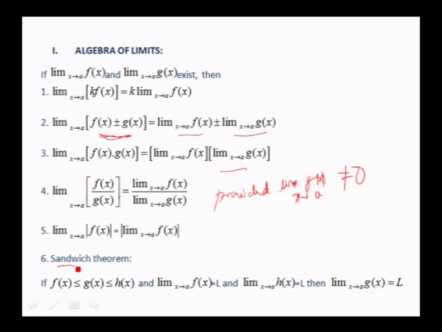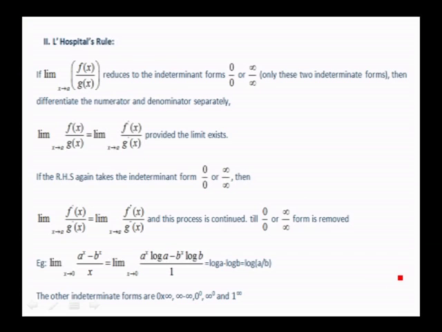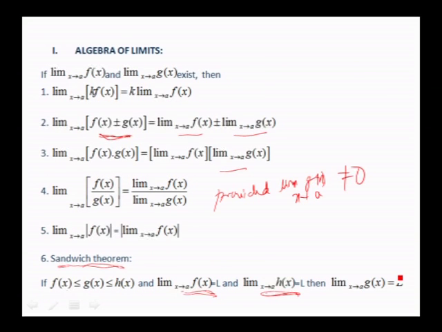Sandwich theorem. Of course, sometimes we use this theorem in simplifying or in finding the limits of certain functions. If you have three functions f(x), g(x) and h(x), and the limit of f(x) as x tends to a is L and the limit of h(x) is also L, then the limit of g(x) must also be L. So that is the sandwich theorem. Normally we use it whenever we have such an inequality.